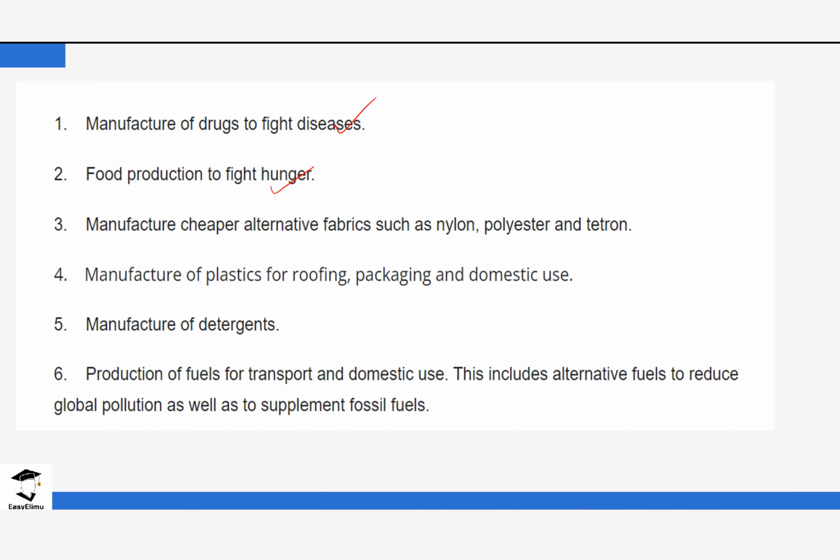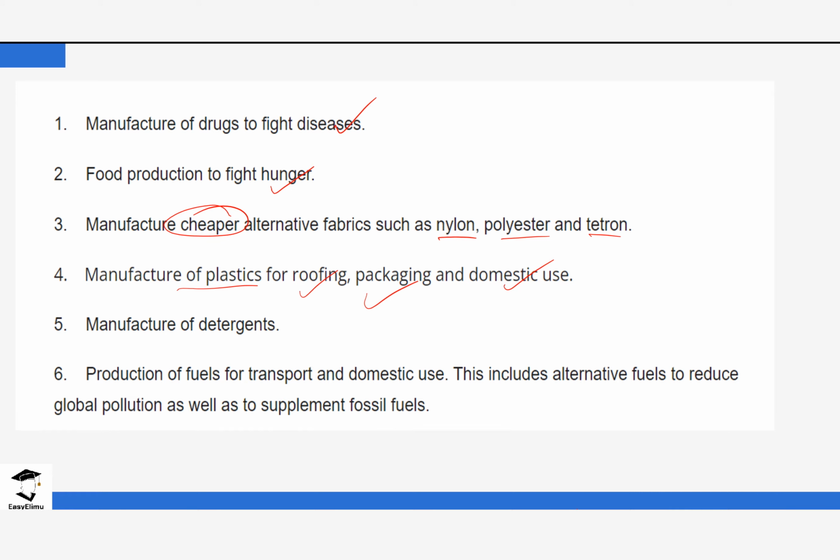It also helps in the manufacture of alternative fabrics because the natural fabrics are very expensive. So people get that knowledge, and they're able to make cheaper fabrics like nylon, polyester, and tetron. We're going to discuss these synthetic fibers later on in Form 4. And then also it helps in the manufacture of plastics, which we are going to discuss in Form 4 as well. Some of these plastics are usually used for roofing. They are also used for packaging and domestic use.